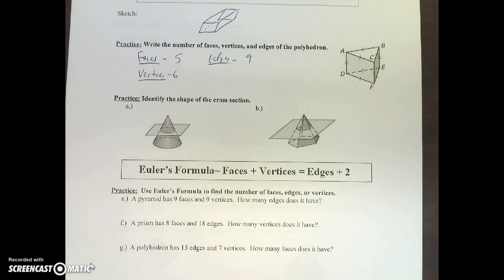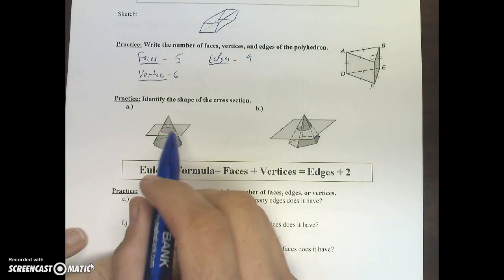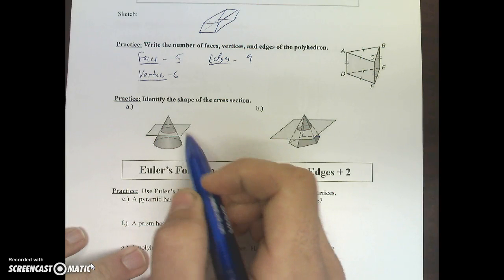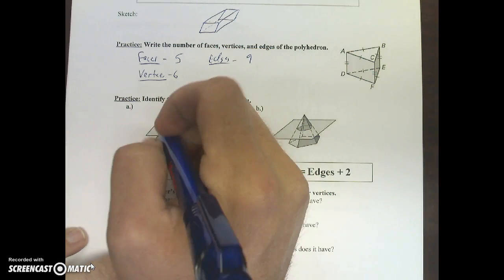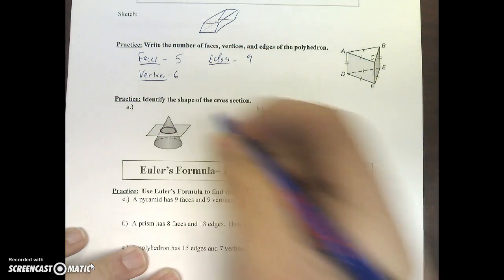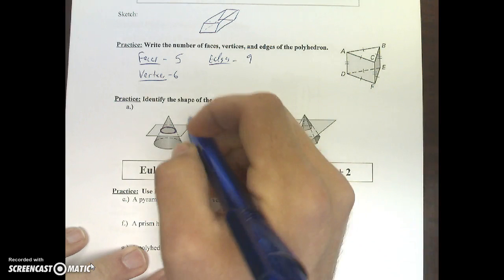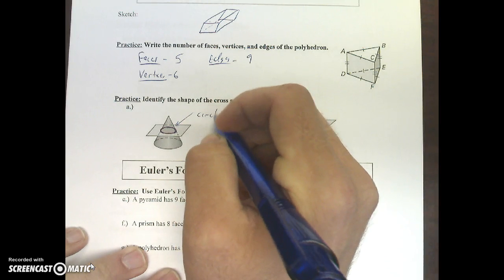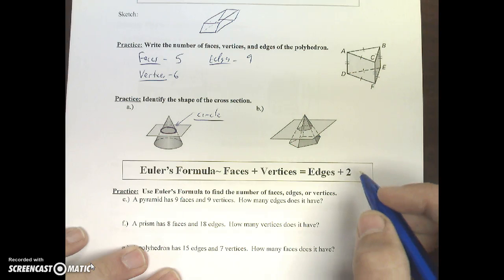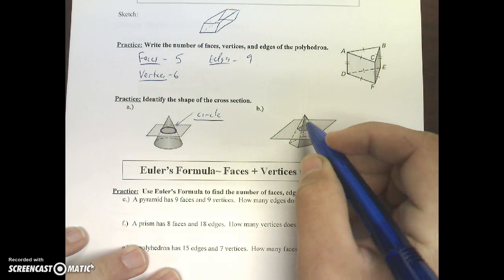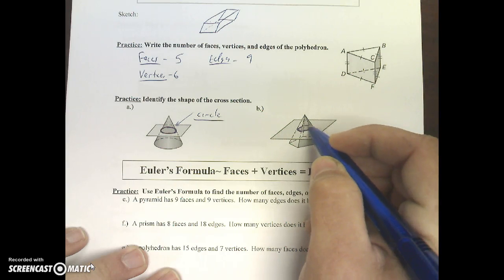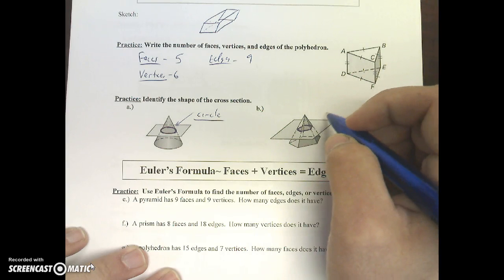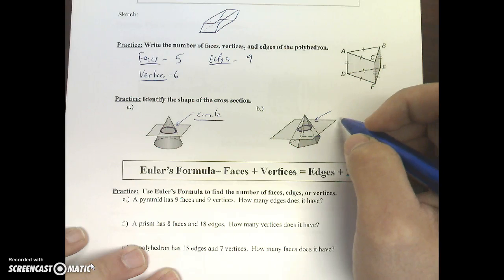All right. Identify the shape of the cross section. You'll notice this is a prism, and I have a plane cutting through it. What's being formed in the middle is your cross section. So what shape is that? Well, simple enough. That's your circle. Meanwhile, over here, I got 1, 2, 3, 4, 5. What shape has 5 sides? That's a pentagon.